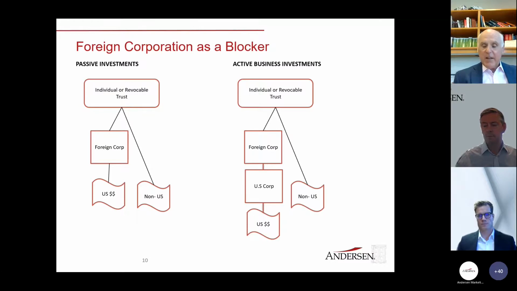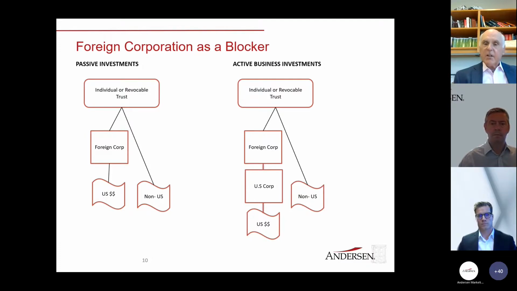If you have active business investments in the U.S. or active real estate investments, you sometimes get perhaps a more complicated structure where you have a foreign corporation with a U.S. corporation to hold the U.S. operating business assets or U.S. real estate assets. And this one works as a very fine blocker for estate and gift tax purposes. And the foreign corporation should block from U.S. taxation, U.S. estate taxation, any real estate or other operating assets in the U.S. But there's some questions as to the income tax efficiency.